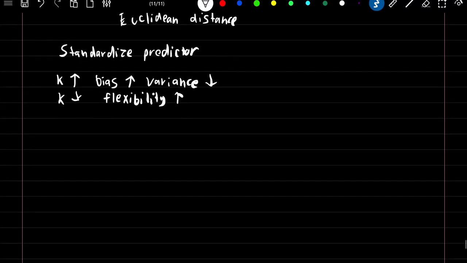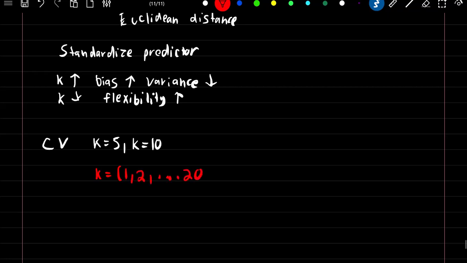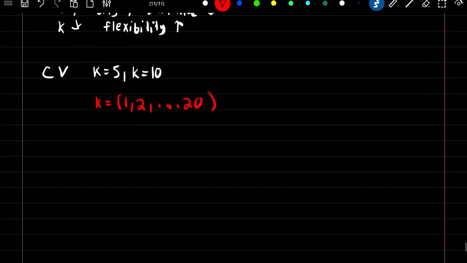If we want to choose the appropriate value of k, we can use cross-validation. You can use something like 5-fold or 10-fold for a cross-validation estimate. And then to choose the appropriate value of k, we'd enter different k values in. So we could say k is equal to 1, 2, up to say 20. Whichever one produces either the smallest mean squared error, if it's for regression, or the highest accuracy, if it's for classification, you would choose as your final tuning parameter estimate.